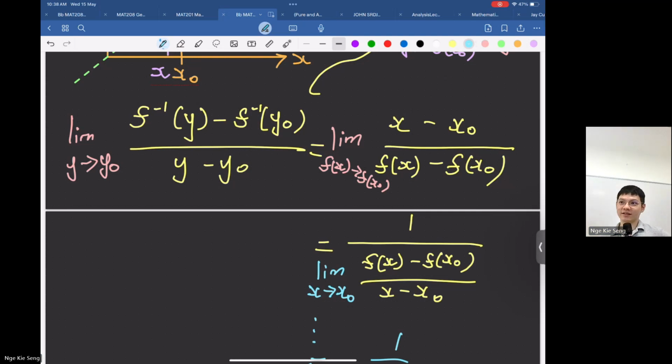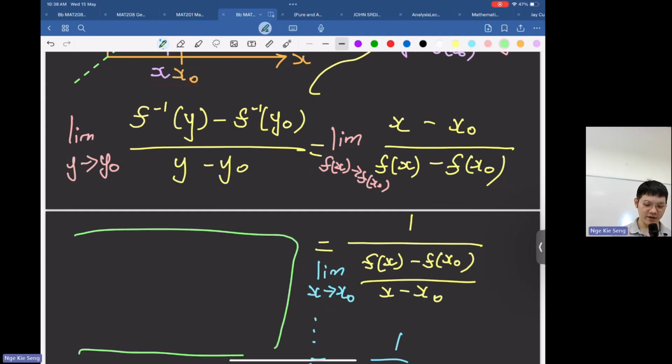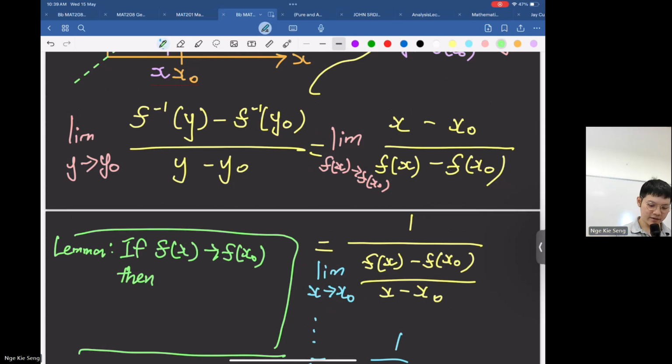We need the continuity to come in. So how do we introduce the continuity? How do we go from this limit, f(x) going to f(x naught), to x going to x naught? Okay, so this is our problem. We need a proof here, like we need a lemma. If f(x) converges to f(x naught), then x converges to x naught. Okay, we need to prove this. So how to prove this?